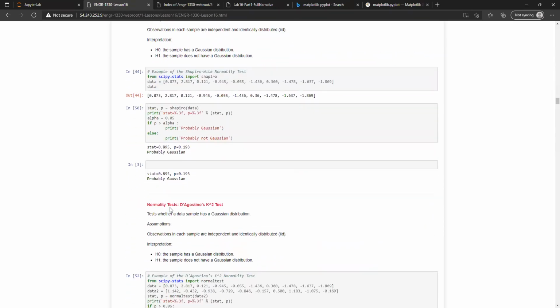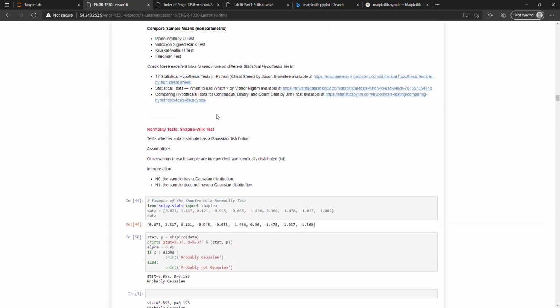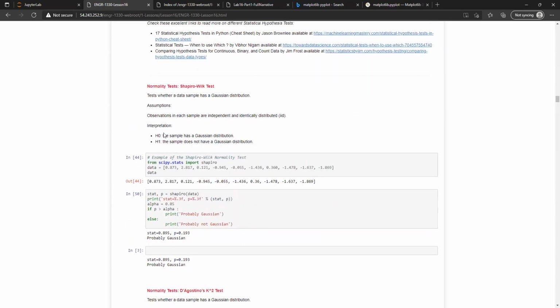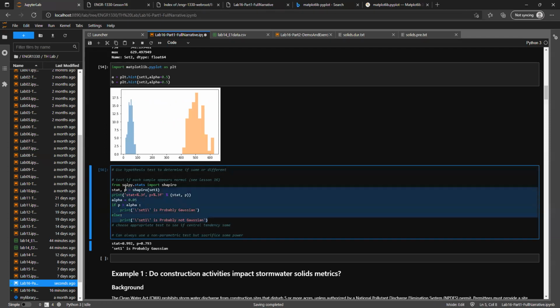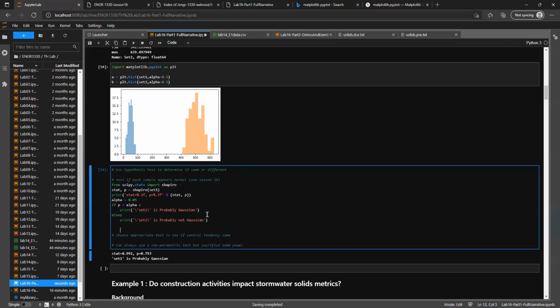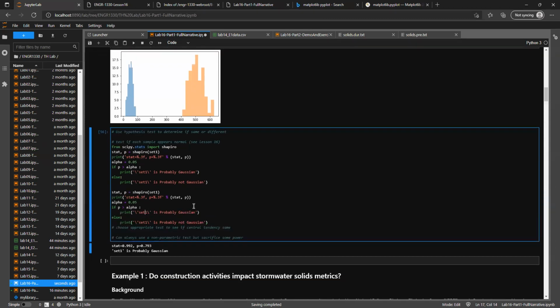Let's look. Yeah, here it is. Yeah, so we failed to reject. And what was our null hypothesis? Is that it's probably Gaussian. All right, so that's the first one. Let's try the second one. Let me do that again. And yeah, we'll get to that in a second. Set 2.